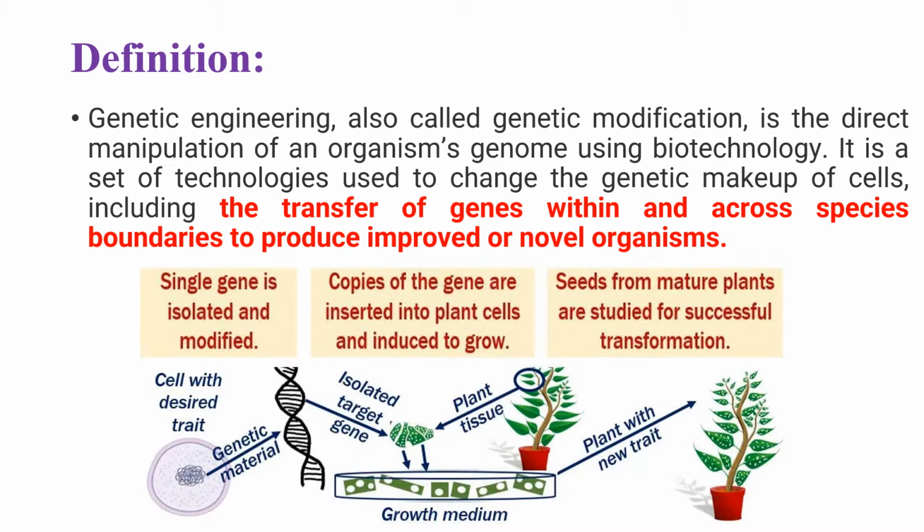So how do we do it? Using a certain set of technologies, like certain genetic engineering tools, used to change the genetic makeup of cells or transfer the genes within the species or across the species boundaries so as to produce the improved or novel organisms. In the diagram here it is explained how a single gene is isolated and modified.